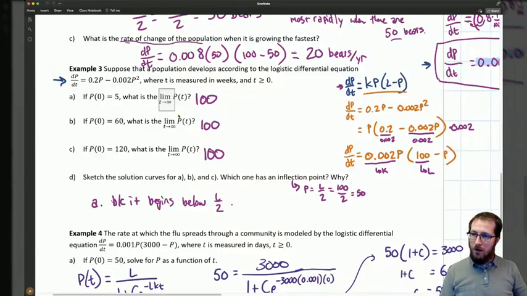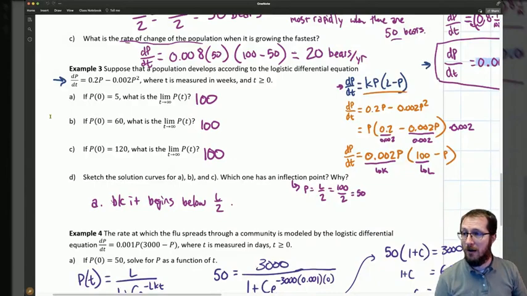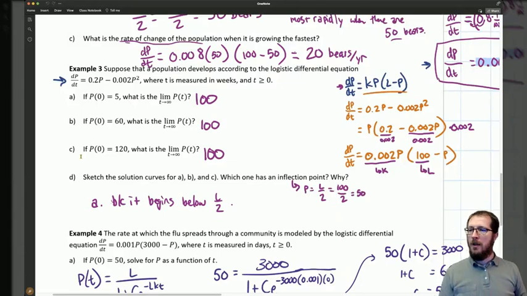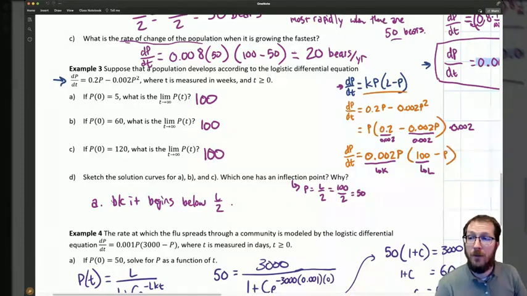Which is what all three of these are doing. The limit of a logistic as time increases without bound is going to be that carrying capacity. But something interesting is happening here. In part D, they say sketch the solution curves for A, B, and C. Which one has an inflection point and why? So let's see what's happening when we look at our slope field for this differential.